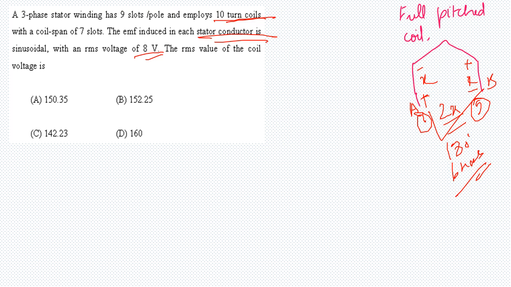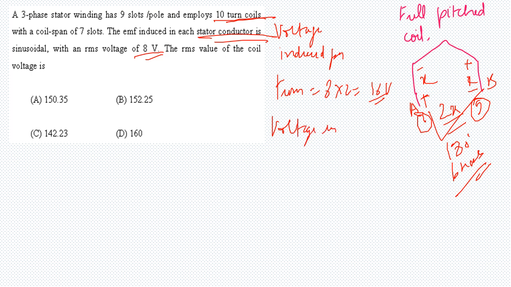So voltage induced per turn will be 8 into 2 is equal to 16 volts, but the coil has 10 turns, so voltage induced in the coil is equal to 10 into 16. Now this is 160 volts. Now this is the voltage induced if it was a full pitch coil.